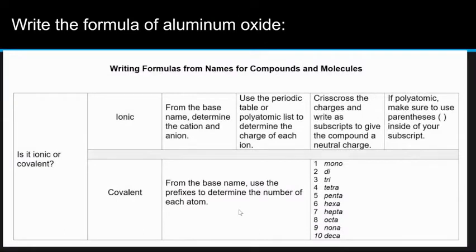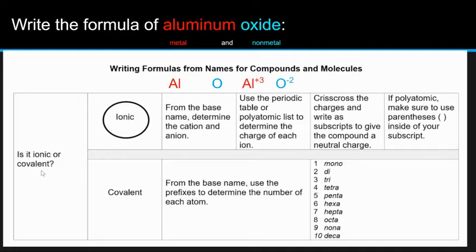All right, let's write the formula of aluminum oxide. Start with your initial question. Is it ionic or covalent? Hopefully you told me it was ionic because we have a metal combined with a nonmetal. So our next step will be to determine the symbols of each. Aluminum is Al, oxygen is O. All right, what are the charges? What is the ionic charge for aluminum and oxygen? Al has a +3 charge, oxygen has a -2 charge.